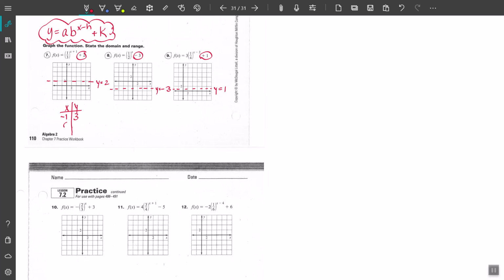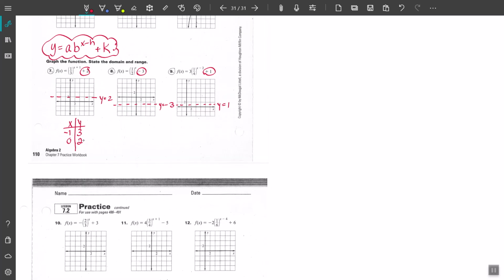If I use 0, again, that will give me an exponent of 1 overall. 0 plus 1 is 1. Anything raised to the first power is the number itself. So I'm left with 1/3. And I'll add it to that 2 to give me 2 and 1/3. I'll go ahead and plot those.